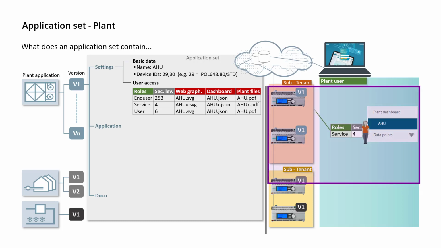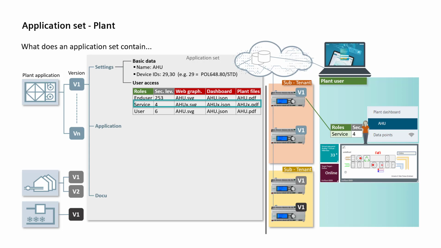Let us look at what happens if a user opens a plant dashboard. In the user access table, access to the dashboard is granted according to the user role. The user access table is defined in the scope tool and downloaded to the controller. Climatix IC acts as a client that uses the access levels stored on the controller.